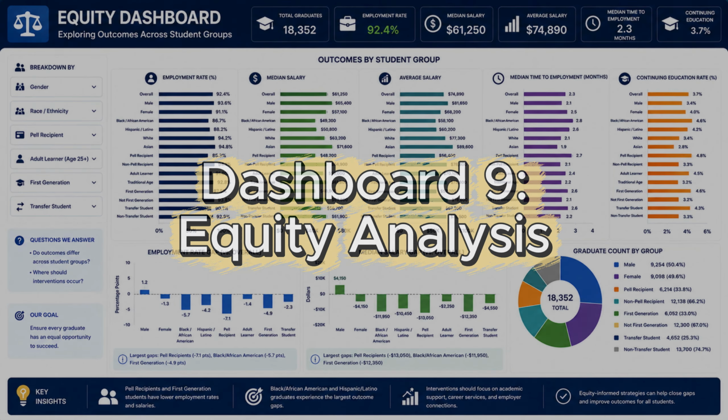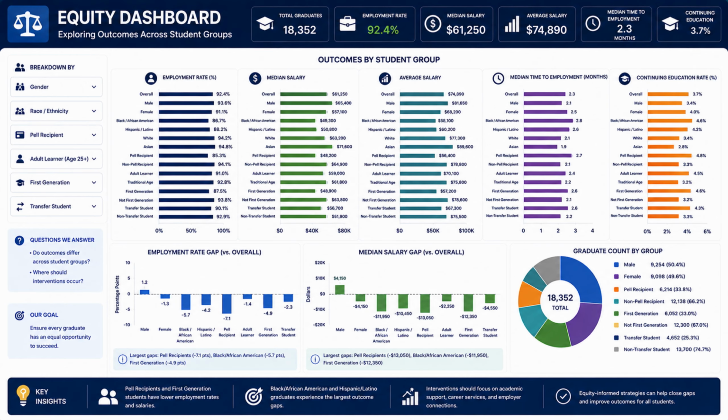Dashboard 9. Equity Dashboard. Another important page is the Equity Dashboard. Here we combine outcome measures with institutional demographic and student characteristic data subject to appropriate privacy and governance controls. We might examine outcomes by gender, race and ethnicity, Pell status, first-generation status, adult learner status, or transfer status. This dashboard is framed around two important questions. Do outcomes differ, and where should interventions occur? That's the key. The purpose isn't simply to display differences, it's to identify where institutional policy, academic support, or career interventions may be needed.